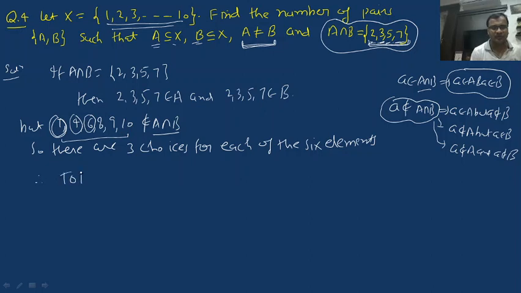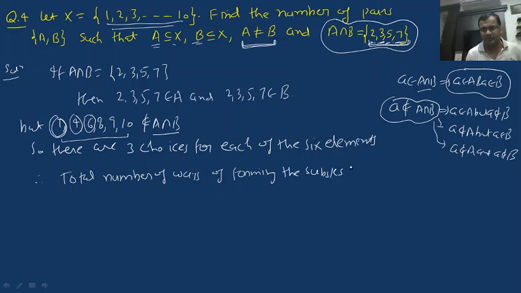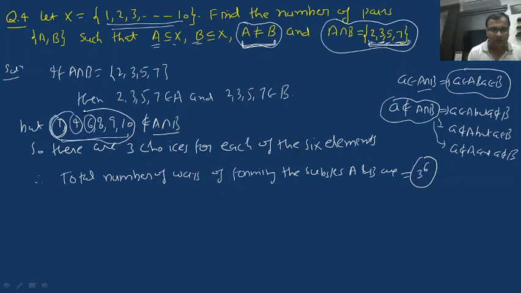Therefore, the total number of ways of forming the subsets A and B is 3 into 3 into 3, six times, that is 3 raised to the power 6. But look at this condition, A not equal to B. A and B are not equal sets. But in this counting, there is one way: if all these six elements do not belong to A and also do not belong to B.